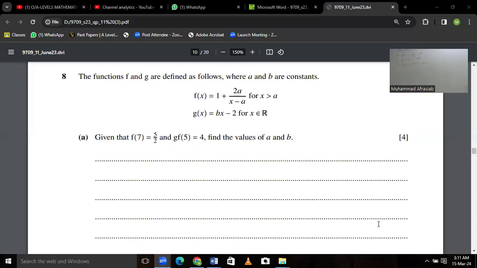The functions f and g are defined as follows, where a and b are constants. F of x is equal to 1 plus 2a over x minus a, for which x is greater than a, and g of x is equal to bx minus 2, for which x belongs to the real numbers. Given that f of 7 is equal to 5 over 2 and g f of 5 is equal to 4, find the values of a and b.